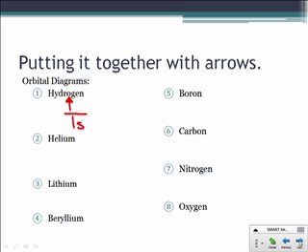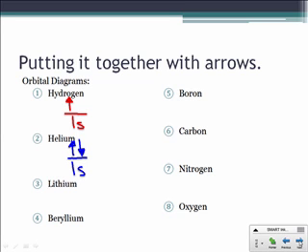Well, helium has two electrons, so we start the same way, the 1s orbital, so there's one dash. Two electrons, one pointing up and one pointing down, and there is the orbital diagram for helium.